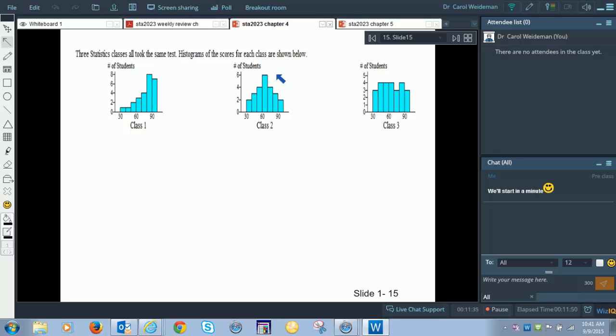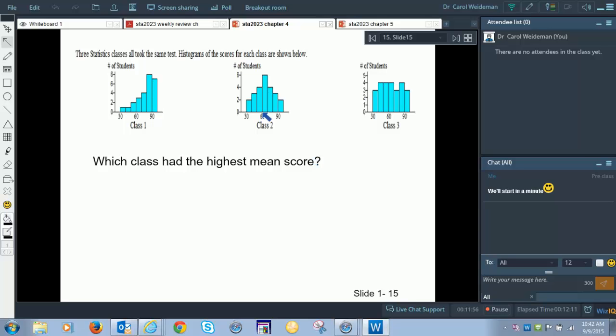Okay, here's a comparison across histograms of different classes of students and their scores on a particular test. And we have class 1, class 2, and class 3. Notice that the scaling on the x-axis is exactly the same. Scaling on the y-axis is a little tiny bit different. Let's take a look at a couple questions. Which class has the highest mean score?